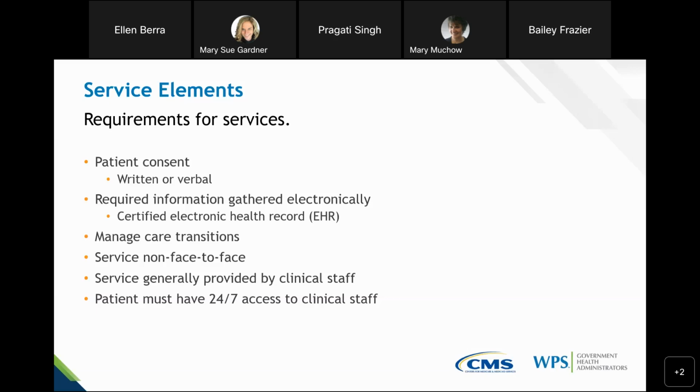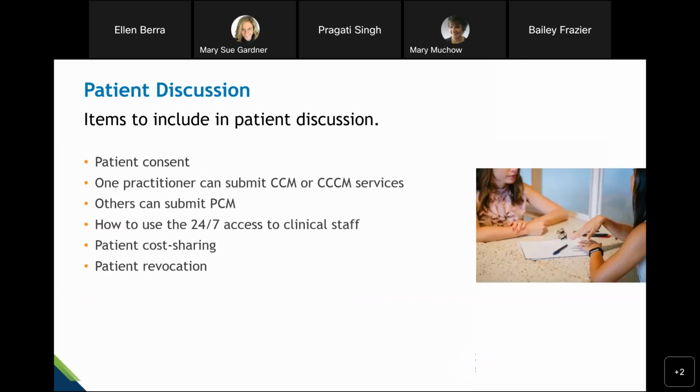So, some of the items that you would want to discuss, again, is that patient consent. You want to remind them that they will have cost sharing that goes along with that. Only one practitioner can submit the chronic care management or complex chronic care management services. Other practitioners can submit the principal care management. So you couldn't submit both the CCM and the PCM in the same month. But if another practitioner is submitting CCM, you can still submit the principal care management services.